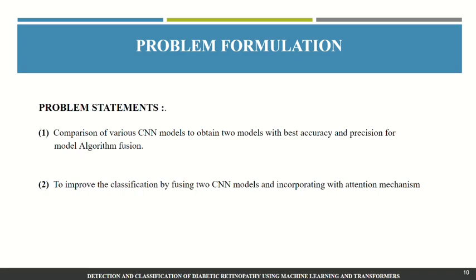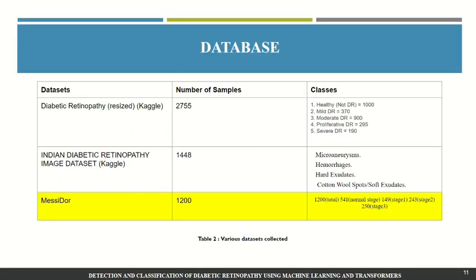From the research we have done, we have formulated 2 problems: comparison of various CNN models to obtain the 2 best models with the best accuracy, and improving the classification by using those 2 CNN models and incorporating the vision transformer or attention mechanism.